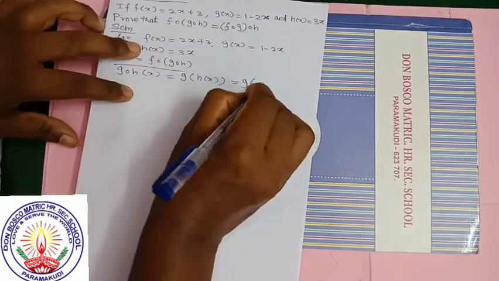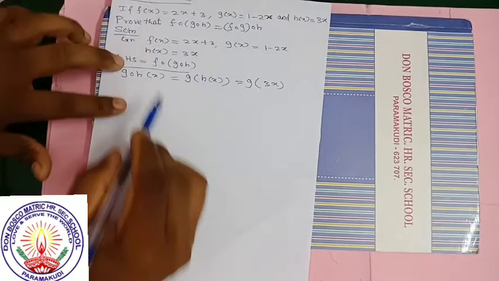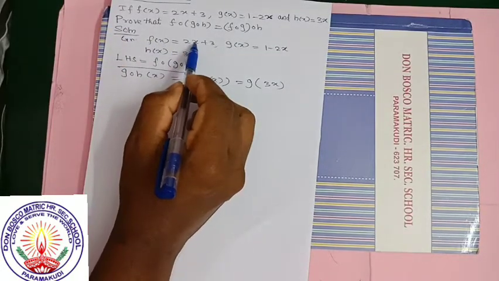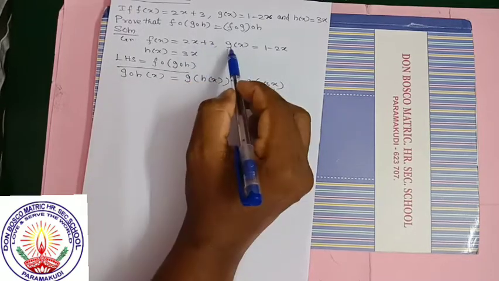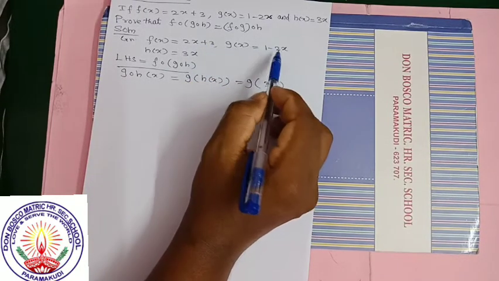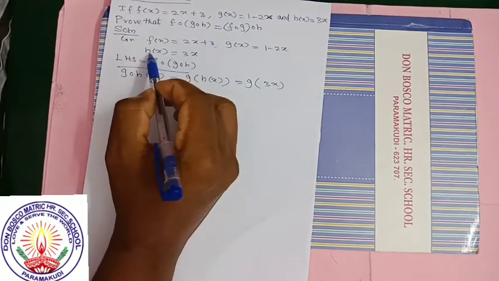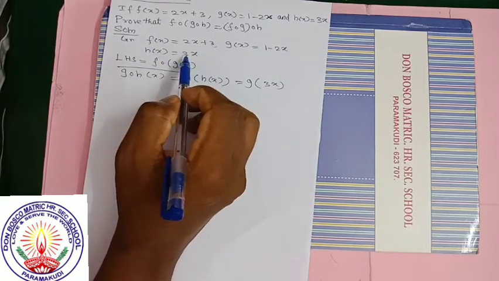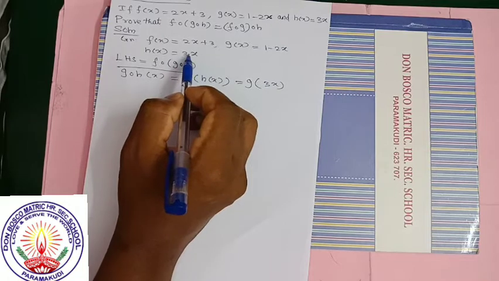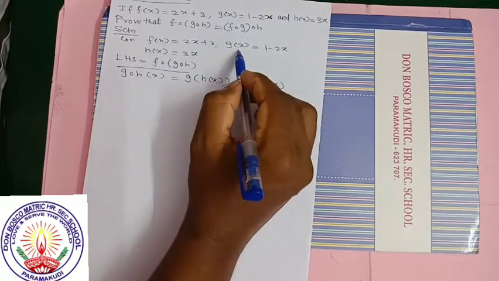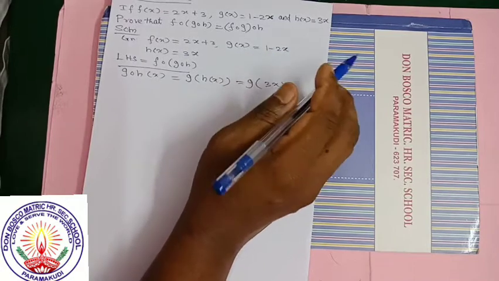3x. Before that, understand what each function does to x. f will multiply by 2, then add 3. g first multiplies by 2, then subtracts from 1. h multiplies by 3. What does h do? Whatever comes in, we just multiply it by 3. f multiplies by 2 and then adds 3. g multiplies by 2 and then subtracts from 1.